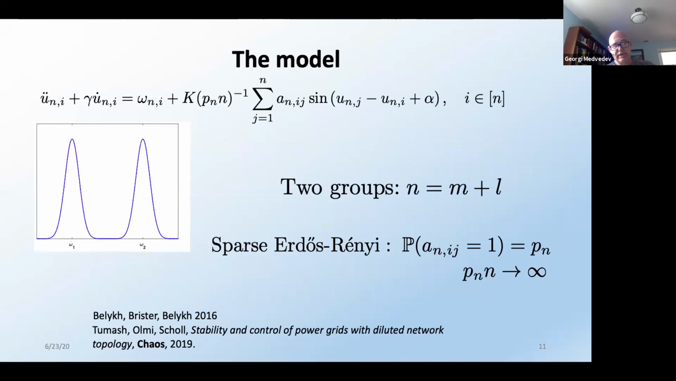There has been some work in this direction, and probably the most relevant paper is by Bilic, Brister, and Bilic in 2016. But they analyze a model which is deterministic, so the frequencies are not random, and that's what sets our work apart. We are interested in the case when the frequencies are random.